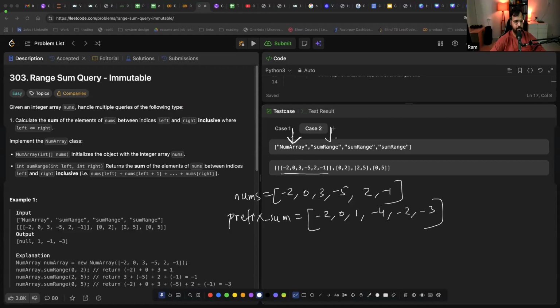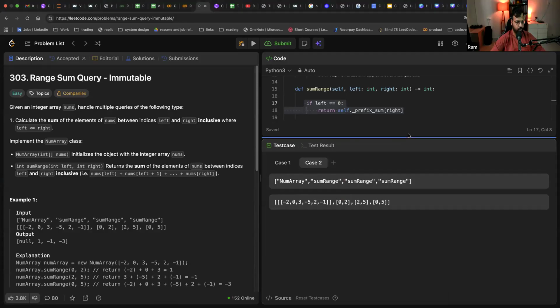Then we call sumRange on 0 and 2. So what did we decide for 0 and 2? Left is equal to 0. The indices are 0, 1, 2, 3, 4, and 5. So we want to find from 0 to 2. What will we return? We'll just return this part, because left is equal to 0.